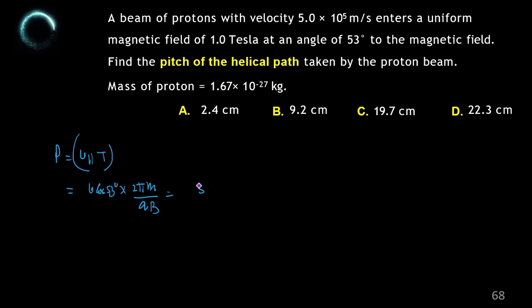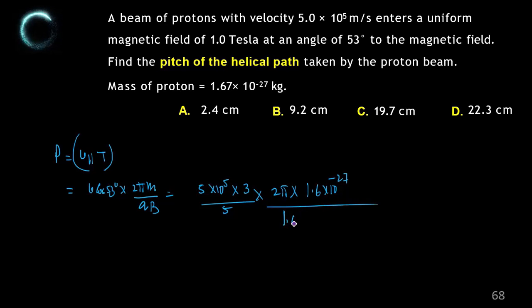So V is 5 into 10 to the power 5, cos 53 is 3 by 5, into 2 pi m, 1.67 into 10 to the power minus 27, by q, that means 1.6 into 10 to the power minus 19, into B is 1. So the 5s cancel, these all cancel, 2 pi into 3 is 6 pi, 6 pi means 19.7.